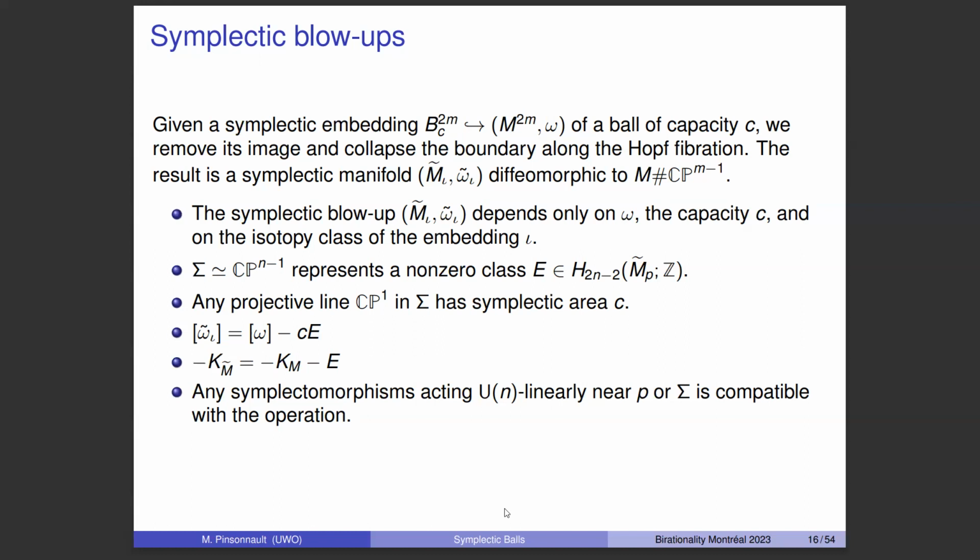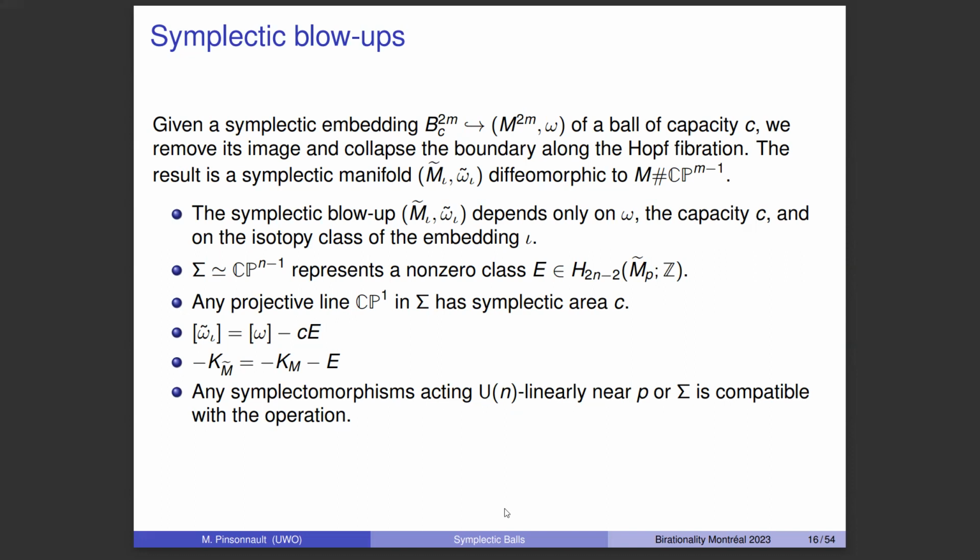Here I'm using Poincaré duality, of course, to identify homology and cohomology. So I'm assuming here that everything has no torsion. I have Poincaré duality. And the anti-canonical class is, of course, the one that is coming from complex geometry. And what is important for us is that any symplectomorphism on the base, of course, you cannot expect symplectomorphism on the base to survive this construction.